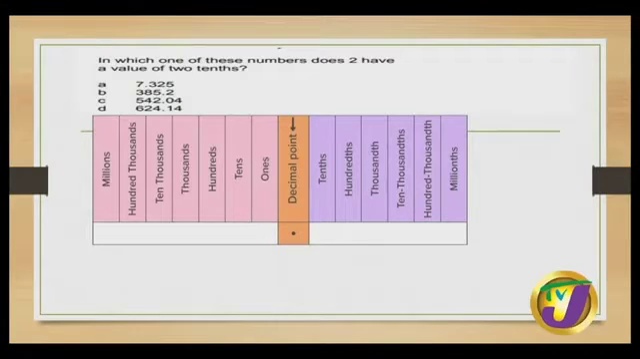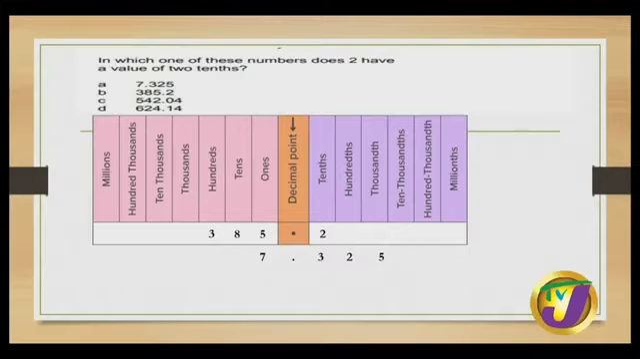The first option we have is 7.325, which is 7 ones, and we have 3 tenths, 2 hundredths, 5 thousandths. So it's 7 and 325 thousandths. Does that number have 2 in the tenths place? No, it does not. What about the second one? So we have 385, 5 ones, and we have 2 tenths. So option 2 would have 2 in the tenths place.